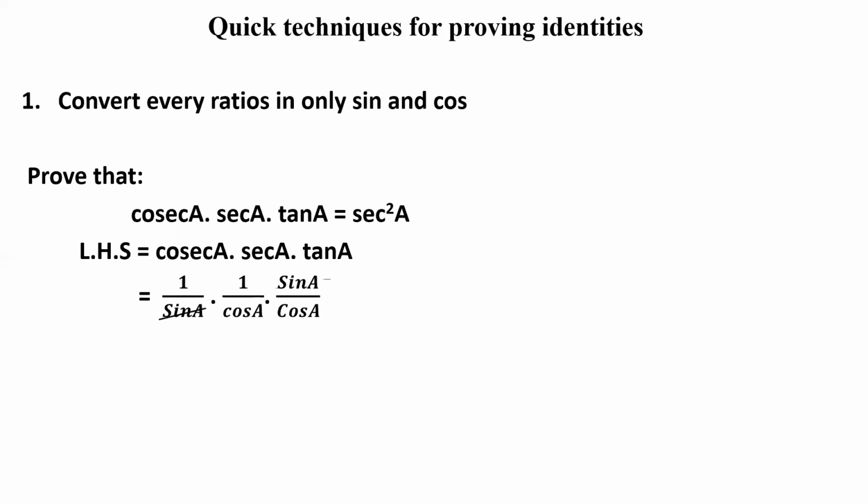Now if we cancel sine A and sine A, what we get here is 1 upon cos square A, and that is equal to sec square A, right? Which is the right hand side, and it's proved. So the first technique is to convert every ratio in terms of only sine and cos.